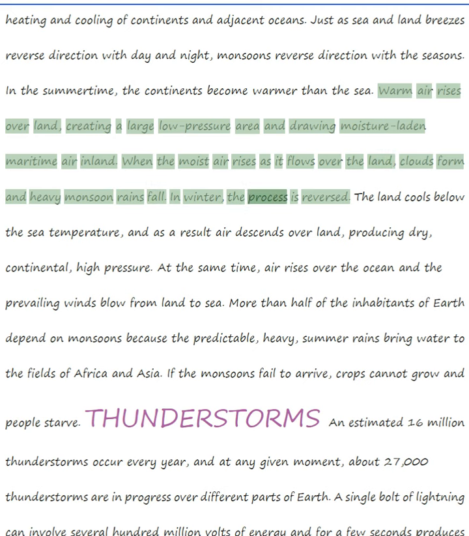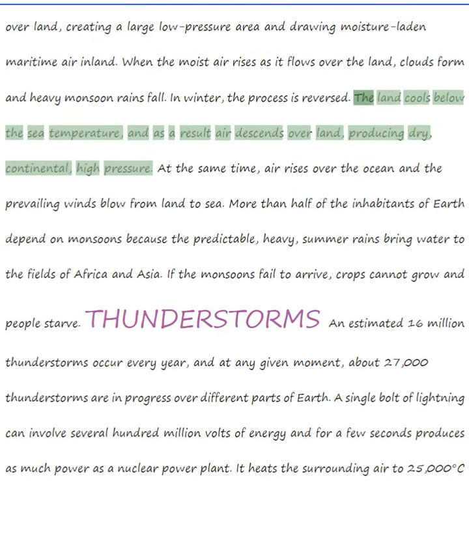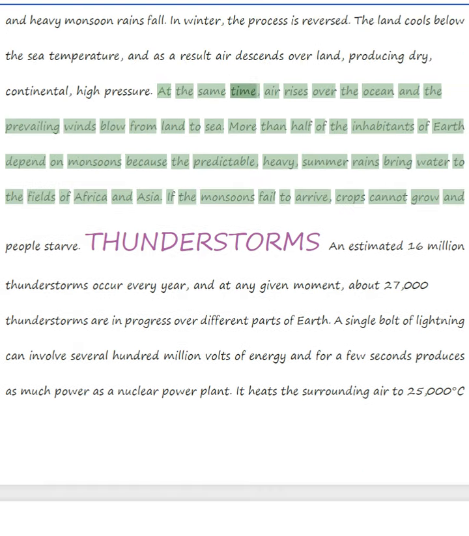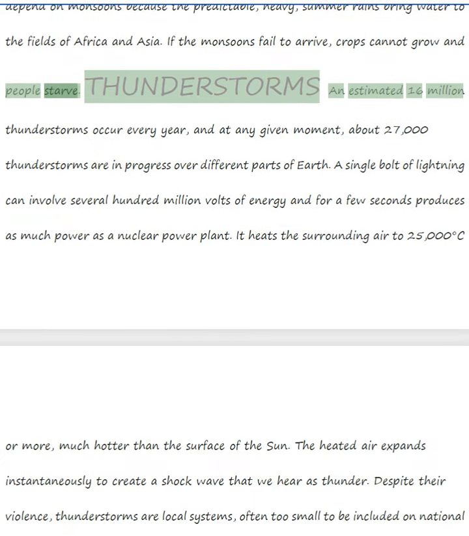In winter, the process is reversed. The land cools below the sea temperature, and as a result air descends over land, producing dry, continental, high pressure. At the same time, air rises over the ocean and the prevailing winds blow from land to sea. More than half of the inhabitants of Earth depend on monsoons because the predictable, heavy, summer rains bring water to the fields of Africa and Asia. If the monsoons fail to arrive, crops cannot grow and people starve.